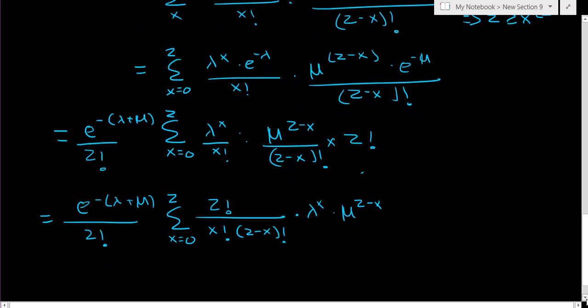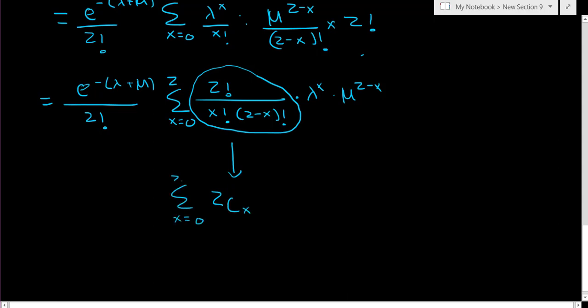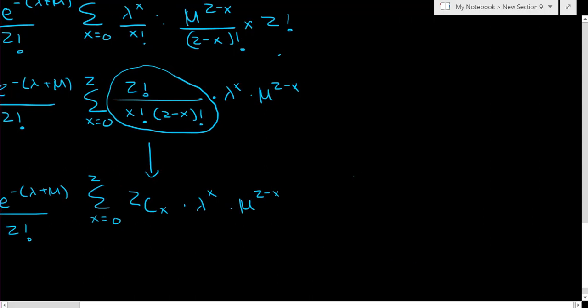Now I'm going to tell you the reason for why I did what I did. This entire thing, z factorial over x factorial into z minus x factorial, is nothing but z choose x. This is the combination function. So that's why I did this. In order to get this combination function, I multiplied and divided by z factorial, leaving lambda to the power of x, mu to the power of z minus x, and e to the power of minus (mu plus lambda) over z factorial. Now there is another little adjustment here.